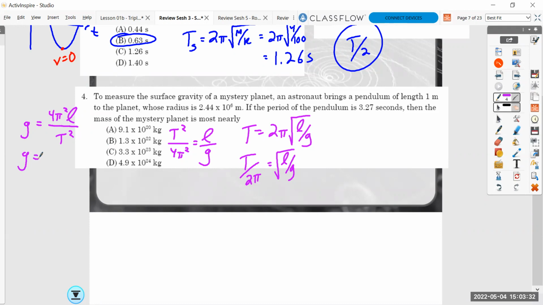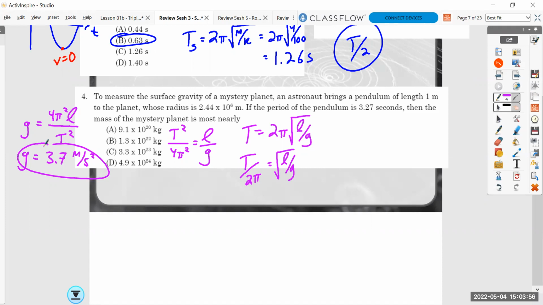So 4 pi squared times the length, which is 1 meter, divided by t squared, 3.27 squared. Always make sure to use parentheses on your denominator. I saw this on a lot of people's papers. It's about 3.69, about 3.7 meters per second squared for gravity. And honestly, I should have left it there, but I couldn't leave well enough alone.